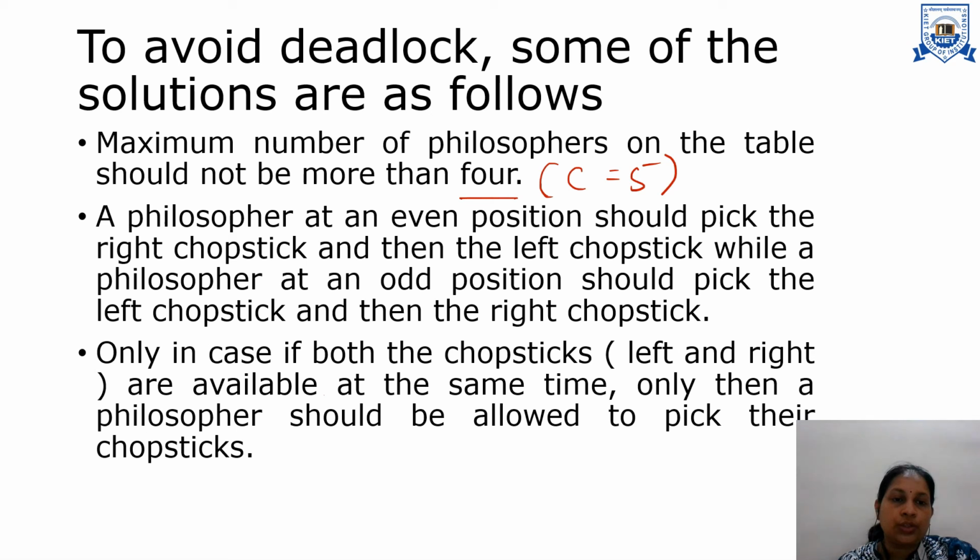The third solution is that only if both the left and right chopsticks are available at the same time should the philosopher be allowed to pick up the chopsticks. So this is one of the solutions. If both the chopsticks are available, then only can any philosopher pick them. Otherwise, it will wait for both the chopsticks.